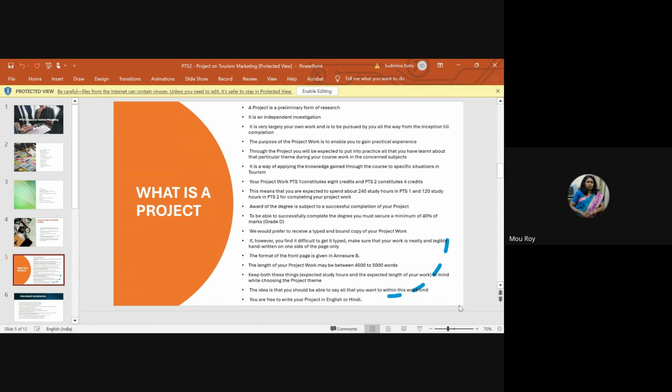So to be able to successfully complete the degree, you must secure a minimum of 40% of marks, that you all know. And of course your project work should basically be typed work, not handwritten. It should be a typed one.